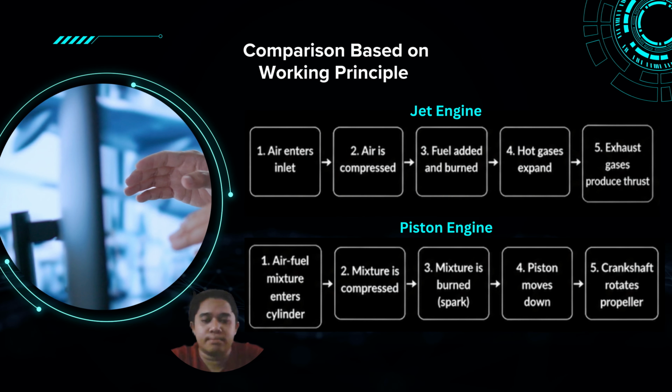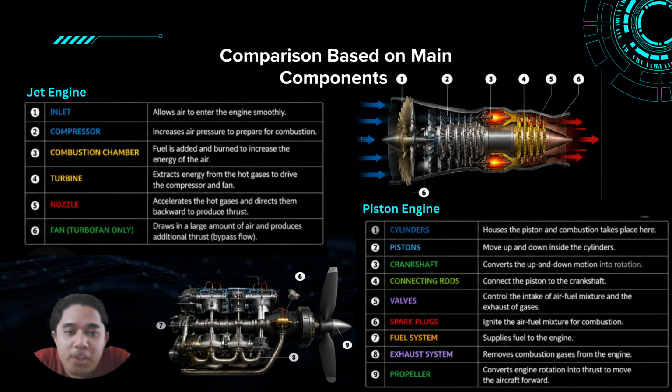Next is the comparison based on main components. For the jet engine, the inlet allows air to enter the engine smoothly. Then the compressor increases air pressure to prepare for combustion. In the combustion chamber, fuel is added and burned to increase the energy of the air. The turbine extracts energy from the hot gas to drive the compressor and fan. The nozzle accelerates the hot gas and directs it backward to produce thrust. The last is the fan, for turbofan engines, to draw in a large amount of air and produce additional thrust by bypass flow.